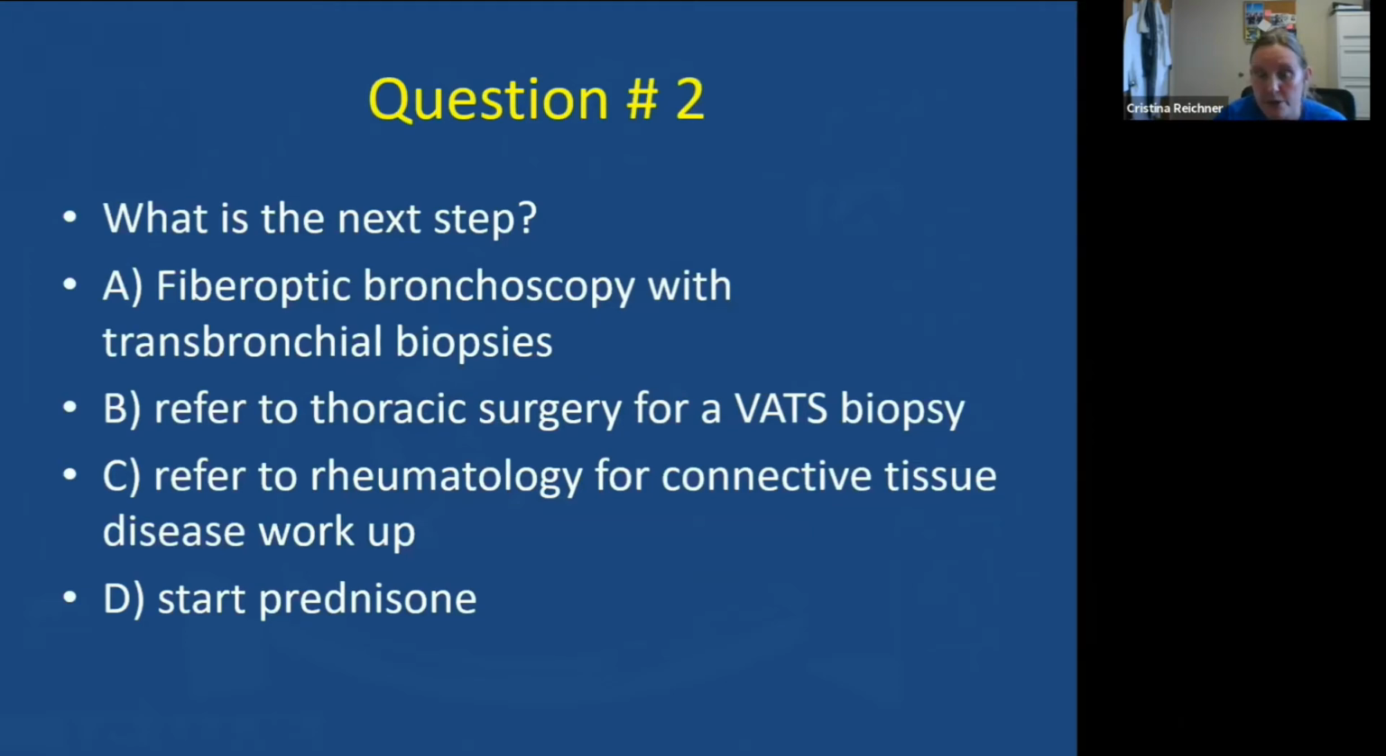So you can do transbronchial biopsies. You can do a lung biopsy and refer them to a thoracic surgeon. You can refer to rheumatology to have them do more of a connective tissue workup, or you can just start prednisone.